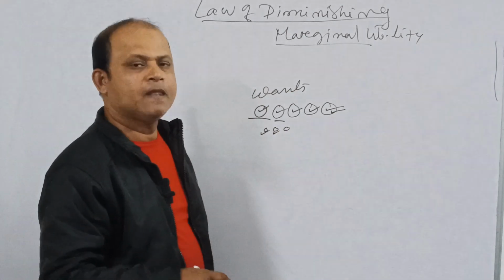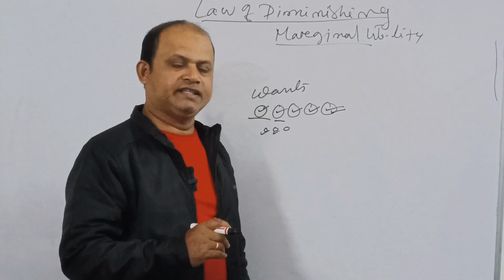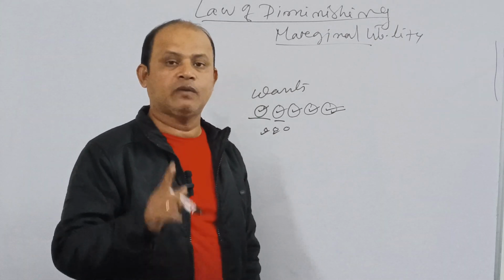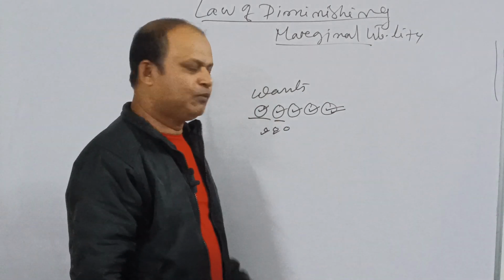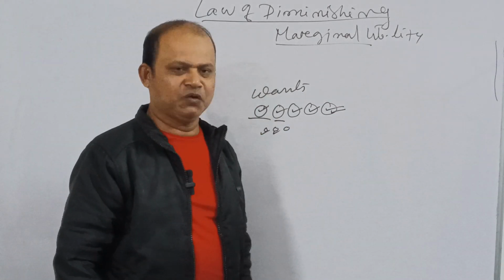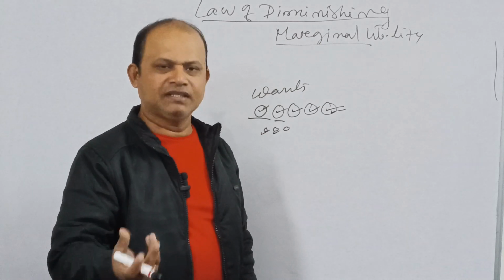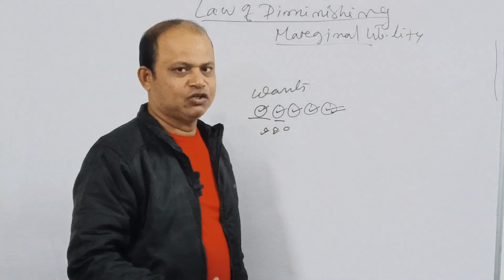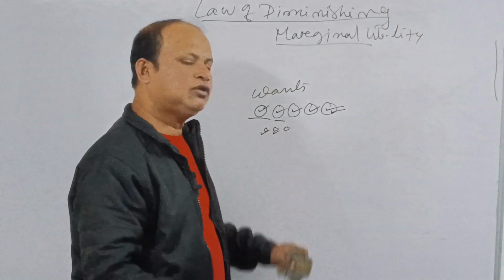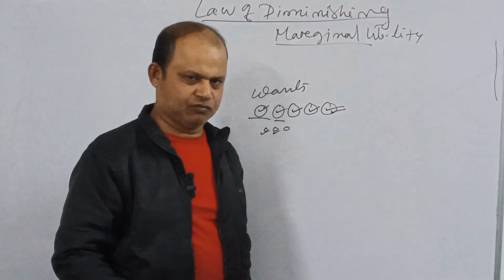This is one thing. Now the fourth one is that the consumer must not consume other commodities in between the consumption of this commodity. Suppose you have consumed the first sweet, and again you consume another samosa, and then again you consume the second sweet. If you do so, the second sweet will give the same satisfaction as the first one.